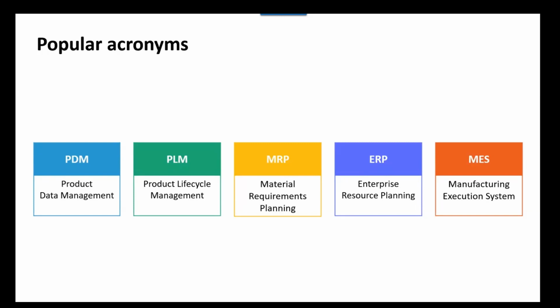And last but not least, we have MES, which stands for Manufacturing Execution System. This is a system that monitors, tracks, documents, and controls the process of manufacturing goods from raw materials to finished products. It uses real-time data to provide information on production progress.